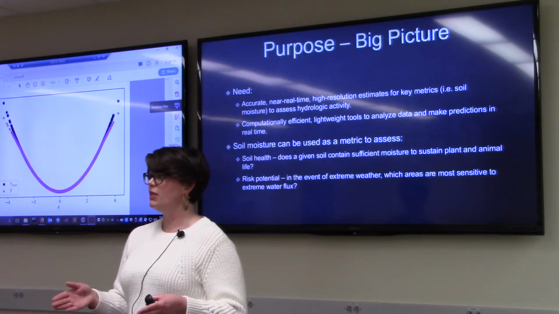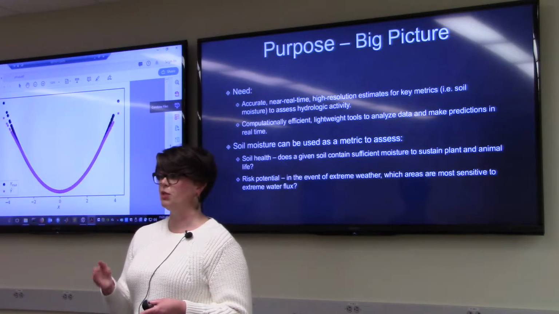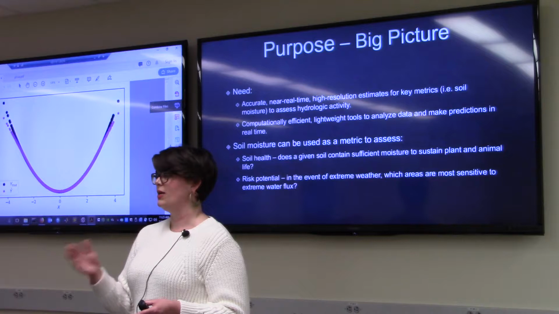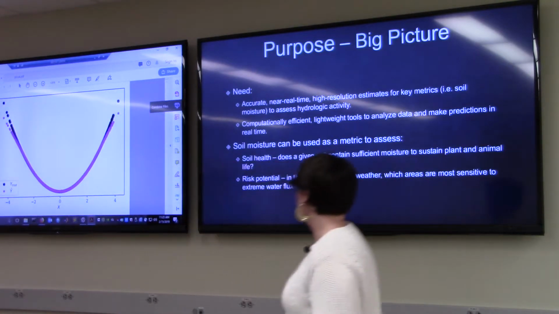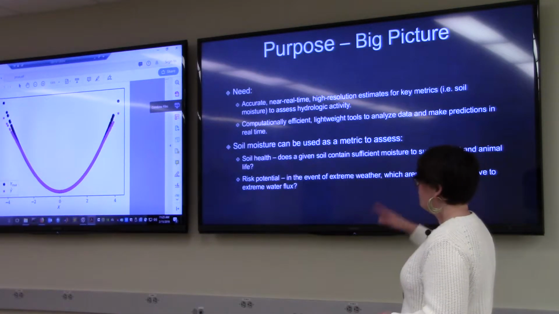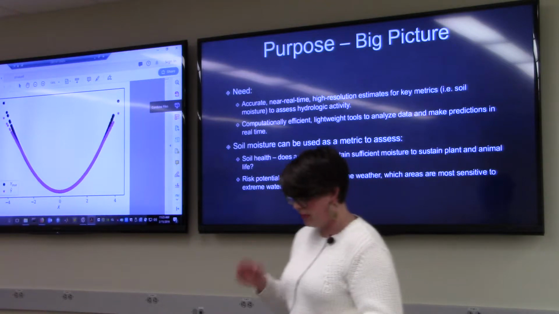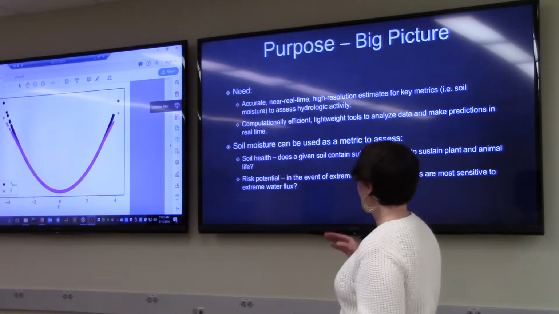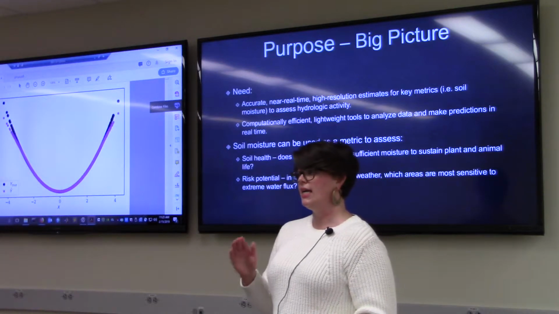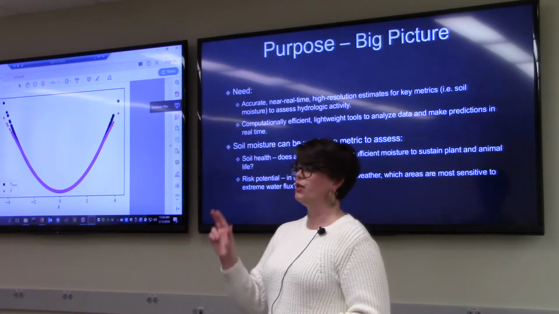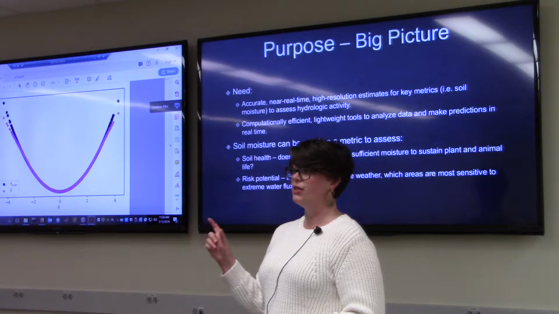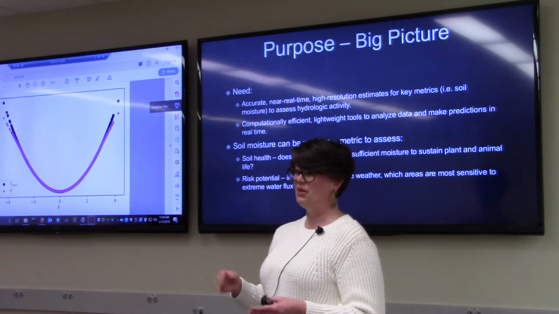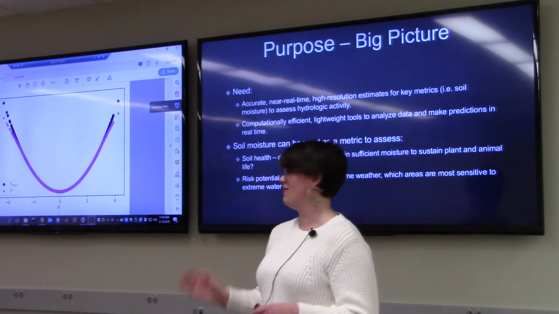These are really big issues that we need to be able to predict in near real time. What we're looking for is to build a computationally efficient, lightweight, and yet very accurate tool to analyze data and predict soil moisture, this key metric, in real time, or hopefully real time, depending on what forecast we have access to, right?